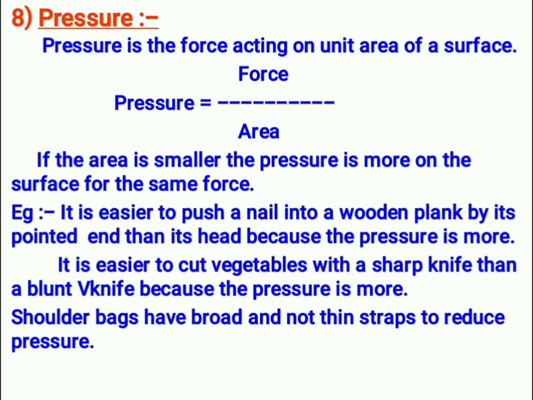So see here, that is what they are learning. It is easier to push a nail into the wooden plank by its pointed end than its head because the pressure is more. Where is it more? The pointed end. Then next, it is easier to cut vegetables with a sharp knife than a blunt knife because for the sharp knife the pressure is more. Shoulder bags have broad and not thin straps to reduce the pressure. Understood? So straps are broad to reduce the pressure.